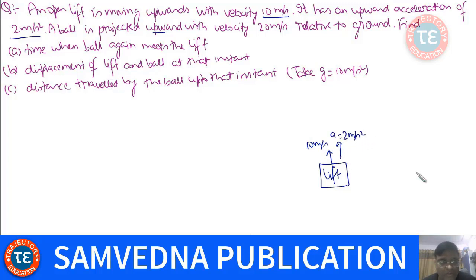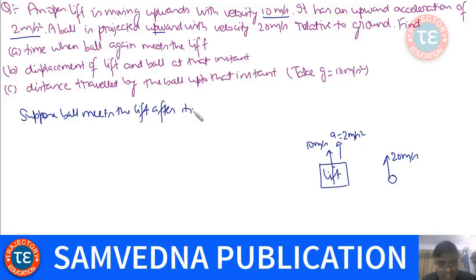And the acceleration is 2 meter per second square, and simultaneously a ball is also projected with 20 meter per second. The question is when this ball is going to meet the lift. So suppose the ball meets the lift after time t. So at that time t, the height of ball and height of this lift will be same.